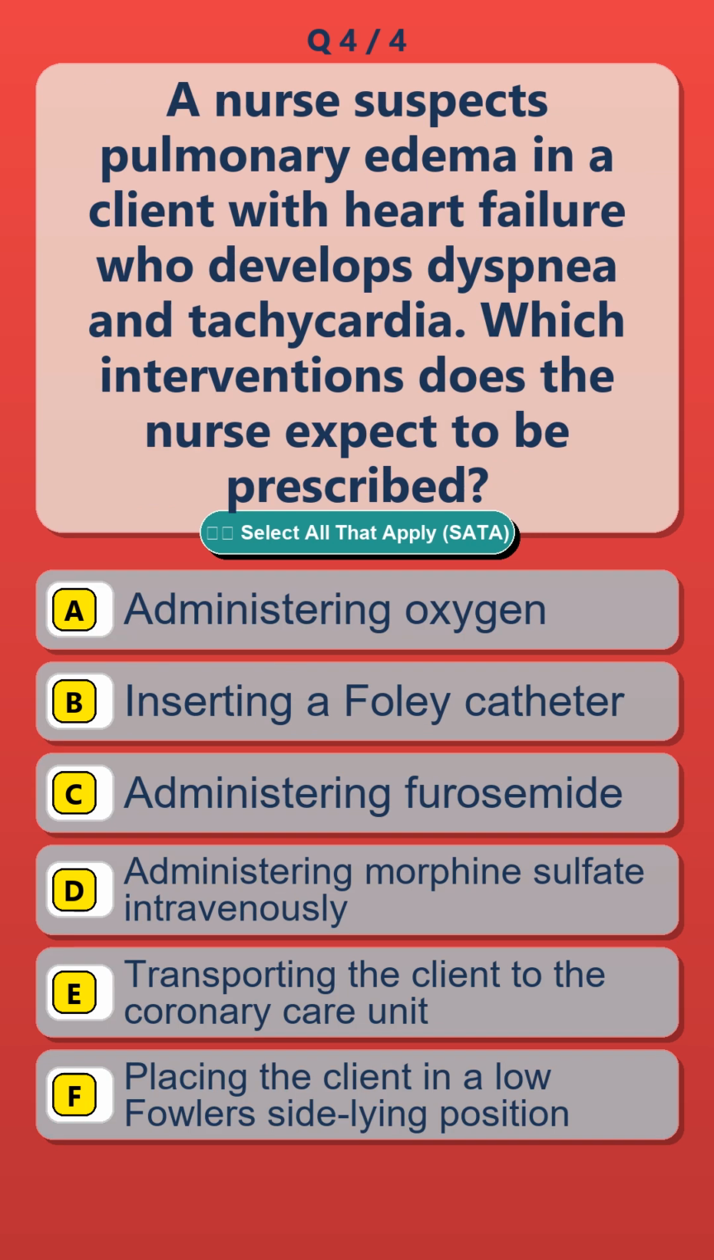Question 4. A nurse suspects pulmonary edema in a client with heart failure who develops dyspnea and tachycardia. Which interventions does the nurse expect to be prescribed? Option A. Administering oxygen. Option B. Inserting a Foley catheter. Option C. Administering furosemide. Option D. Administering morphine sulfate intravenously.